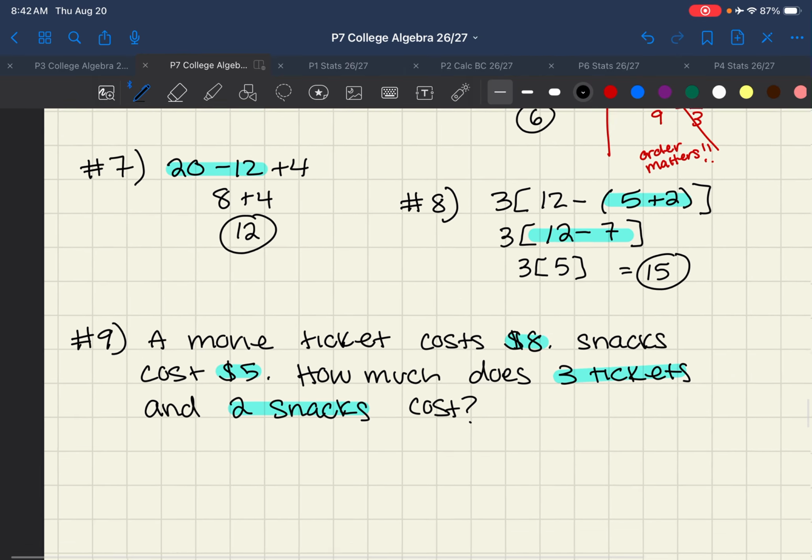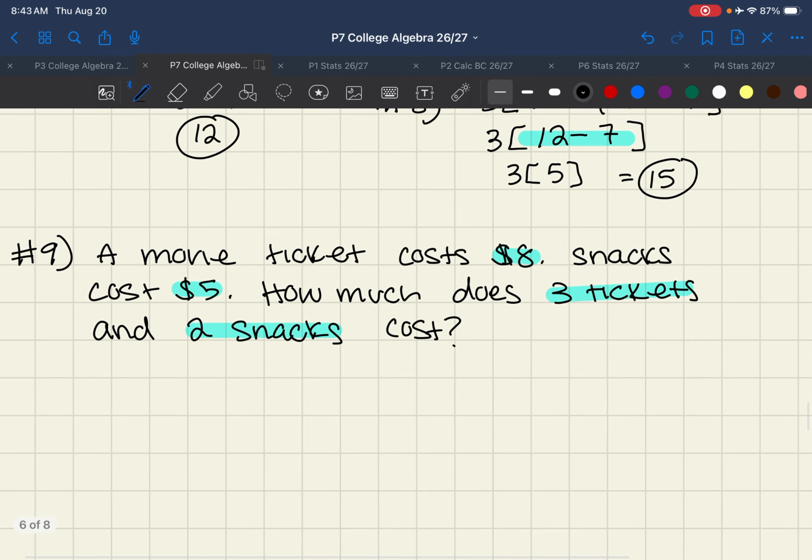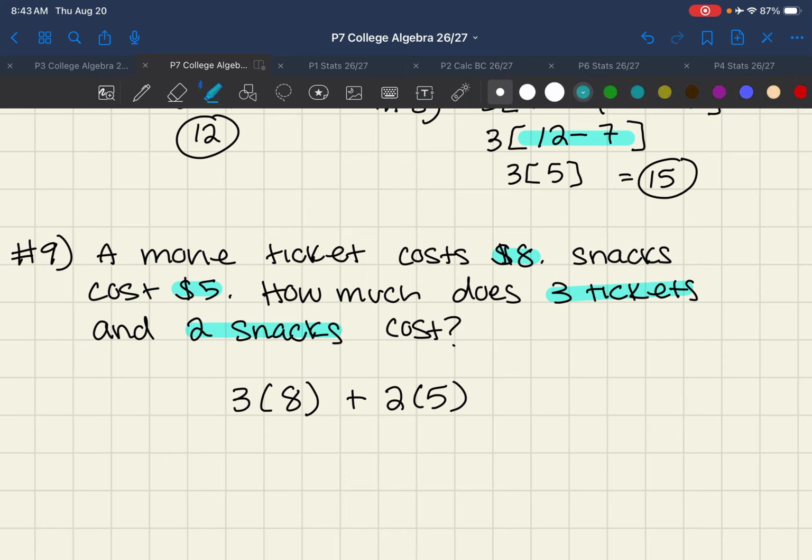Okay, and last one, we have an application problem. Number 9 says a movie ticket costs $8, snacks cost $5. How much do 3 tickets and 2 snacks cost? So first we have to look at how many tickets. We want 3 tickets that cost $8 each, so we're multiplying. Plus, because we're going to total up all the money spent together, we want to buy 2 snacks that are $5 each. So following GEMDAS, we start with the first multiplication.